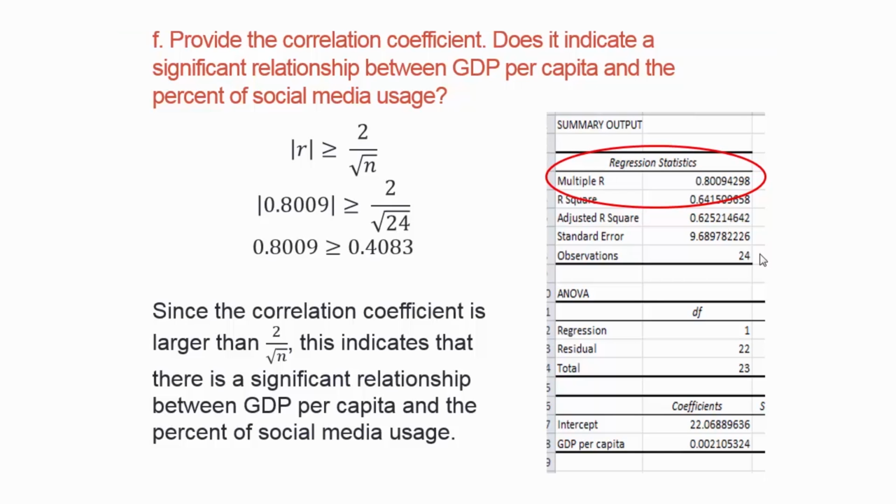0.4083 is my critical value, and 0.8009 is my actual value for multiple R. That is greater than the critical value, and therefore I can reject, which says there is a significant relationship between GDP per capita and the percent of social media usage. And I'm pretty sure about that because this value pretty well corresponds to 95% confidence, and my number is almost twice as great as that number. So therefore, there does seem to be a strong relationship between those two variables.